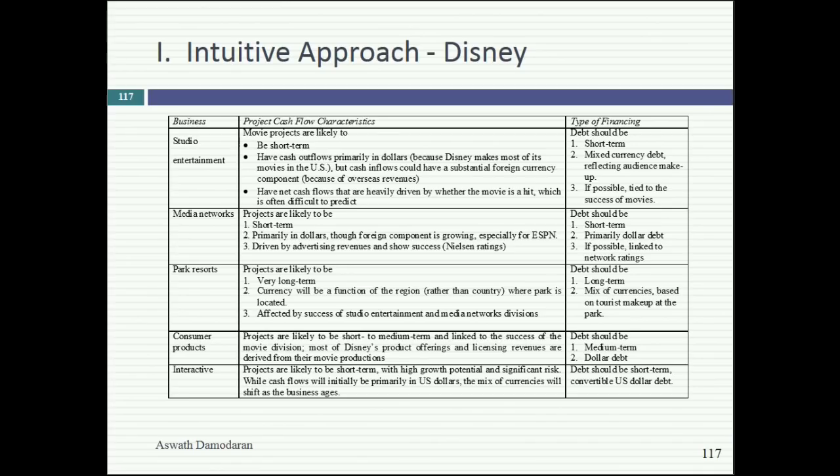A typical movie project is probably 3, 4, 5 years, and at least until very recently, much of that was for the US. That's starting to change. If you look at a typical movie for Disney, they're getting about half their gate receipts now from outside the US. But movie projects are short term. Currency cash flows are in a mix of currencies.